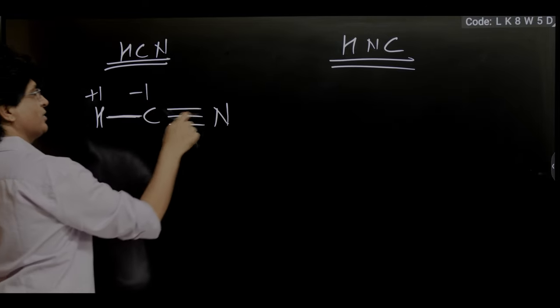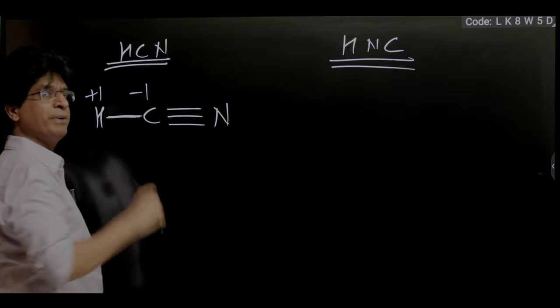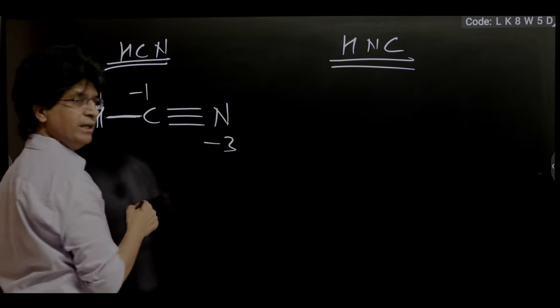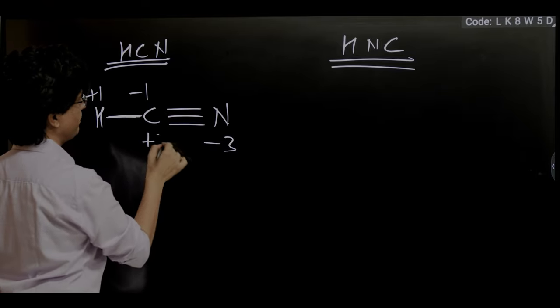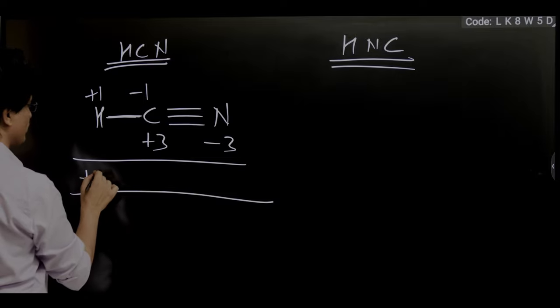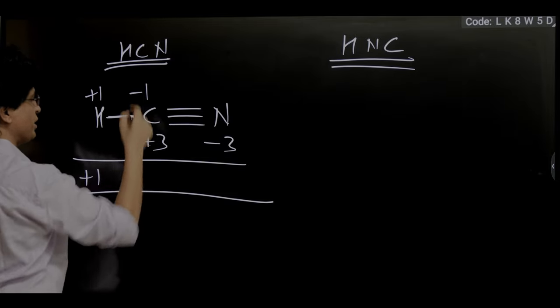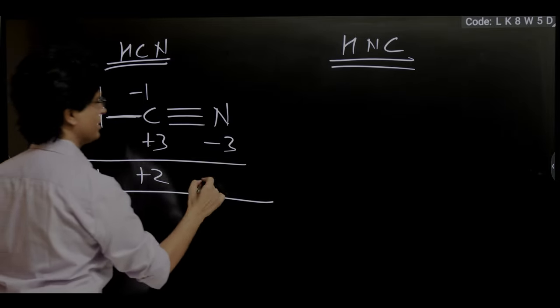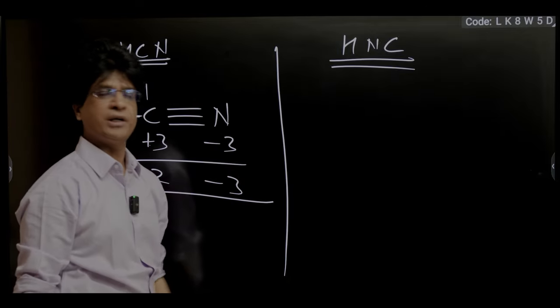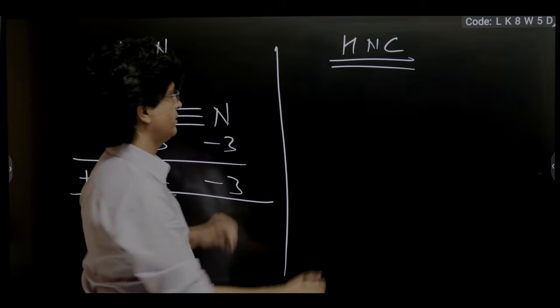Yes or no? Now since N is more electronegative as compared to C and there are three bonds, for three bonds N will get minus three and C will get plus 3. Yes or no? And if I sum it up, H will be plus 1, C will be plus 3 minus 1, plus 2, and N is minus 3. And what will be the oxidation number of H, N and C in this compound?